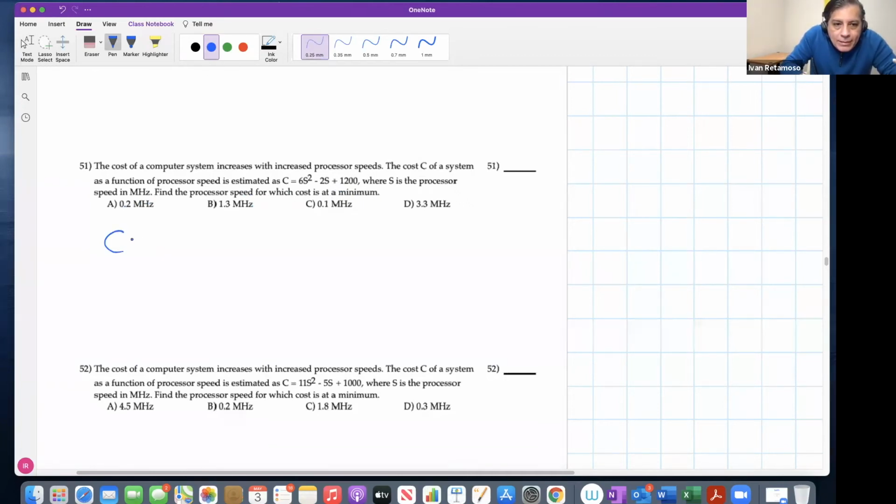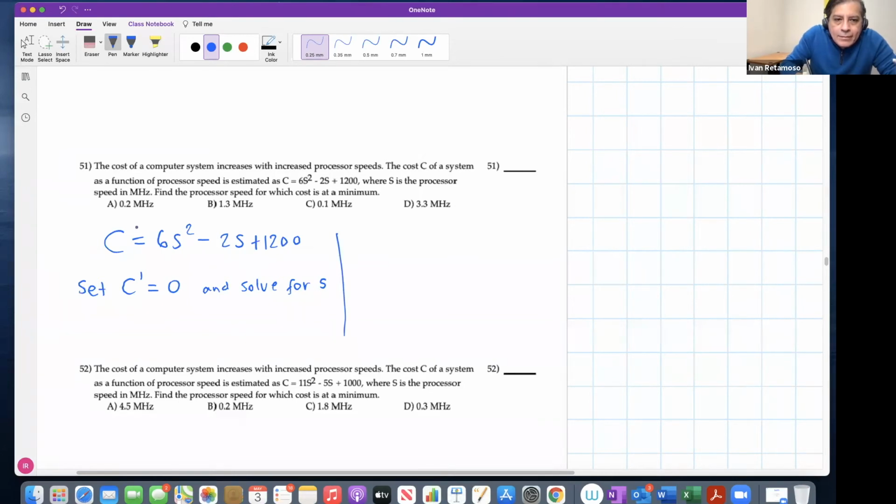So they are trying to minimize the cost of this function, right? This is a special function that depends on the speed of the processor, which is measured by this letter S. Don't confuse this with 25; it is 2 times S, and then the 1,200. The method to minimize this function is this: we set the derivative of our cost function equal to 0, and then we solve for the variable, which in this case is S. So let's do that.